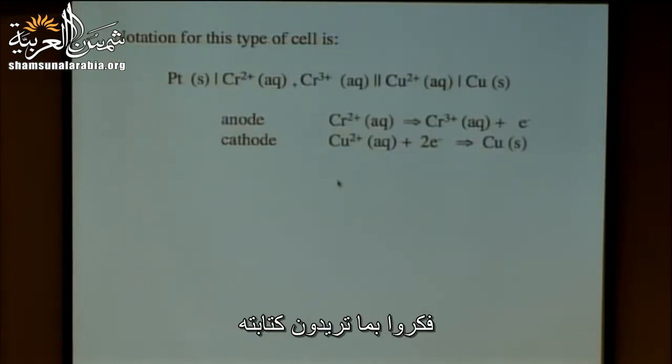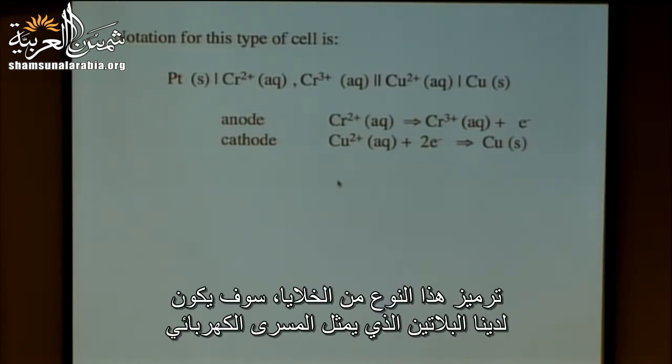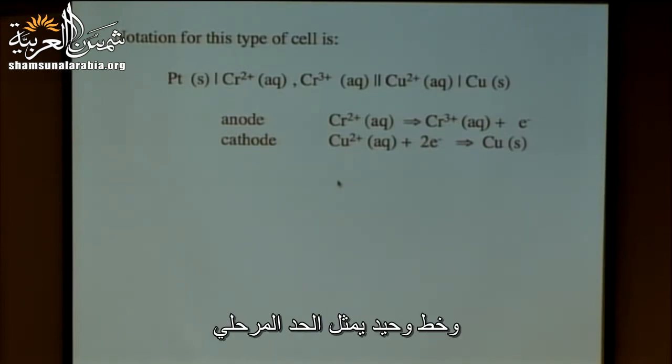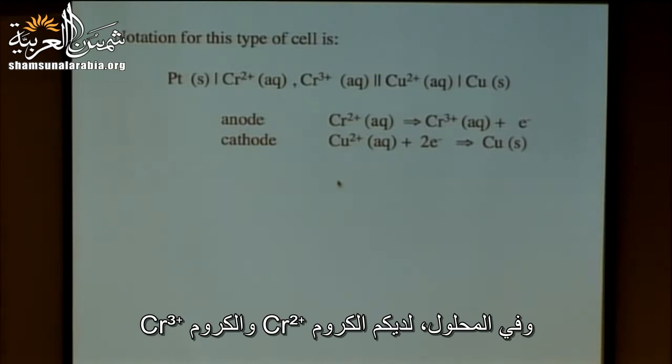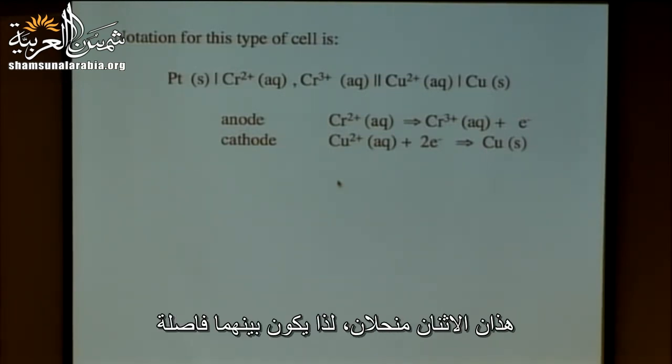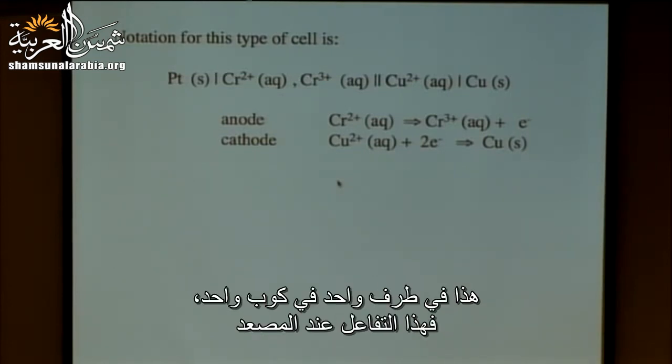So let's think about how we would actually write this down then. The notation for this type of cell, we're going to have the platinum. It indicates the electrode. A single line indicates a phase boundary. And then in solution, you have the chromium plus 2, chromium plus 3. Those are both aqueous, so they have a comma between them. So this is on one side in one of the beakers. So that's the reaction at the anode.